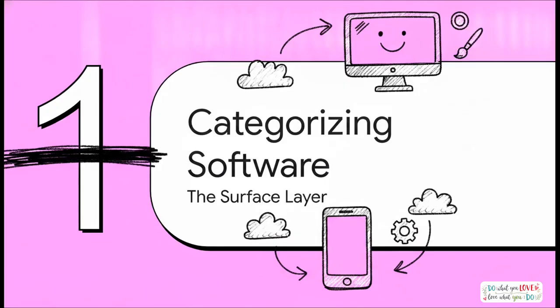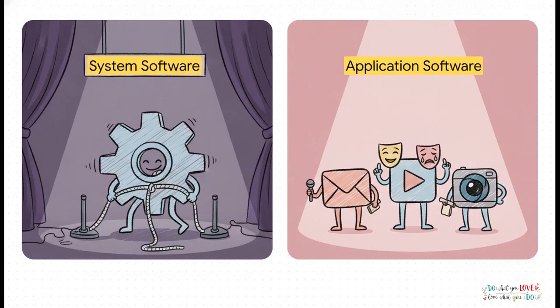Section 1. Categorizing software, the surface layer. So, the best way to think about your computer is kind of like a massive theater production. On one side, you have system software. This is the stage and the stagehands. It controls the hardware operations and basically provides that vital platform for absolutely everything else to run on.